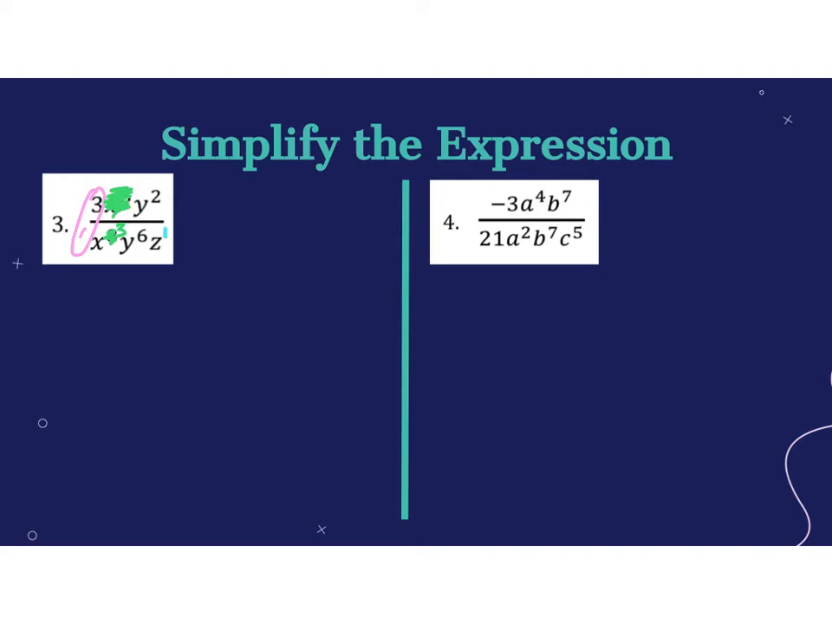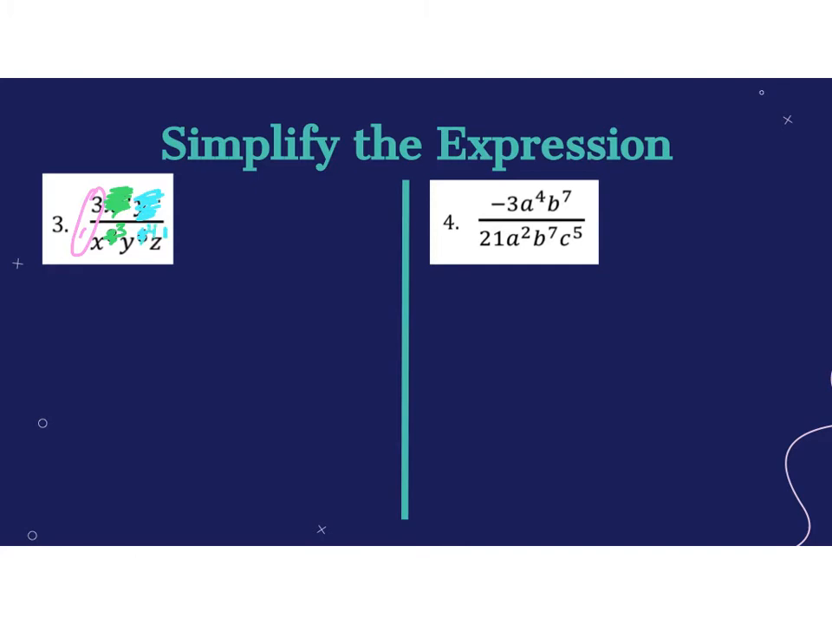Let's take a look at the y's. I have y squared on the top and y to the 6th on the bottom. So again, I have 6 minus 2 y's left over. 6 minus 2 is 4. But where are the extras? The extras are in the denominator. That's where I have more y's. So both of these y's are going to cancel out in the top, and in the bottom, I'm going to be left with y to the 4th.